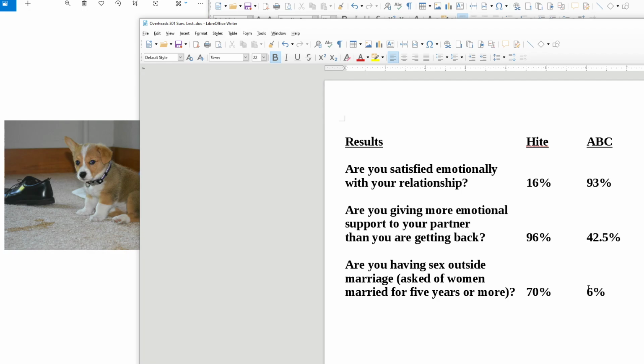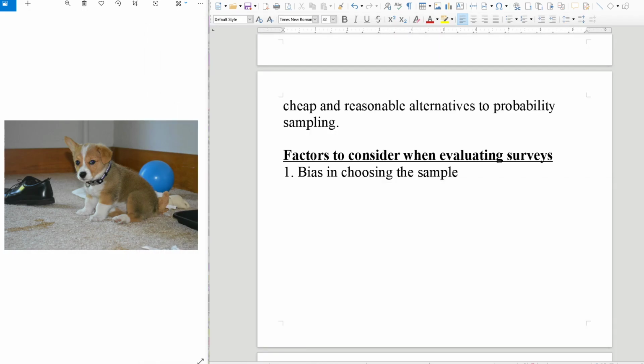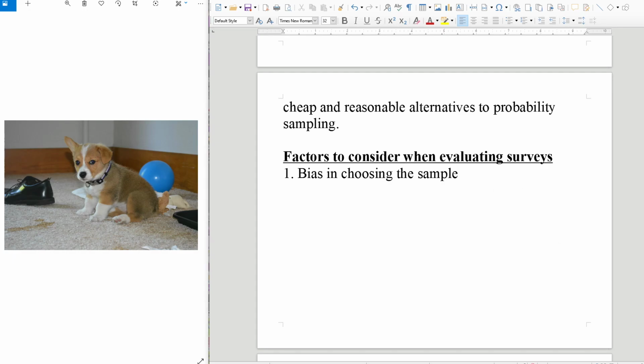So I think this is probably a little bit low. The real number is somewhere between 6% and 70%. But the point is, here, bias in choosing the sample almost certainly produced the results that she got from her survey. That's the point here. Okay, there are some factors that do bias modern survey sampling. And so let's talk about those.